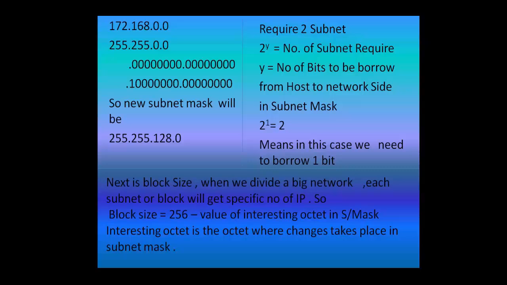Same again, we have to calculate block size. 256 minus 128, where 128 is the value of the interesting octet. You're getting why I'm taking 256? Because in each octet the maximum value can be 255. Counting from 0 to 255 becomes 256 IPs, and 2 raised to power 8 is also 256. So out of 256, 128 goes, block size will be 128.